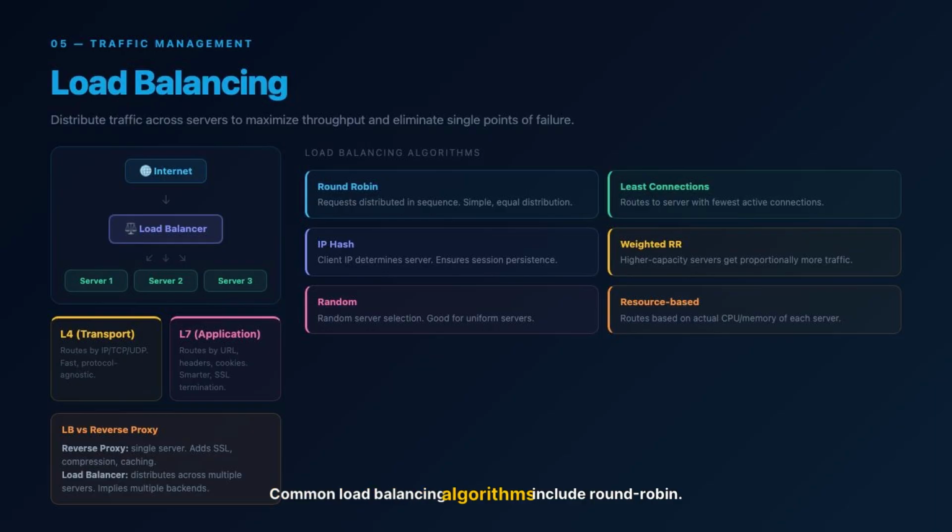Common load balancing algorithms include round-robin, where requests are distributed in sequence; least connections, which routes to the server with the fewest active connections; IP hash, where the client's IP determines their server, ensuring session persistence; and weighted round-robin, where servers with more capacity get proportionally more requests.